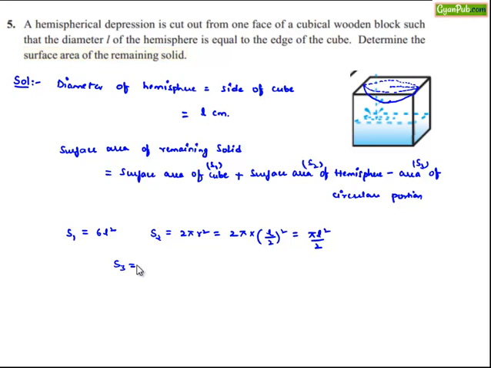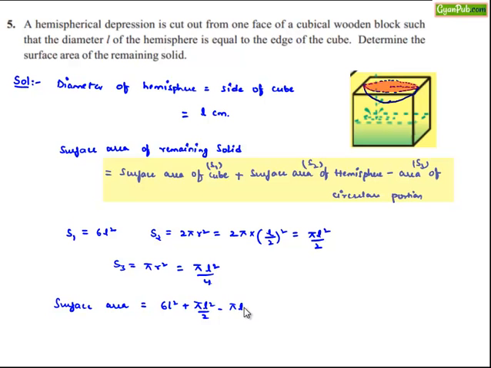Finally we are left with S3, which is the area of the circular portion, which is pi r square, that is pi into L square by 4. Now the surface area required is equal to S1, that is 6L square, plus S2, which is pi L square by 2, minus S3, which is pi L square by 4.